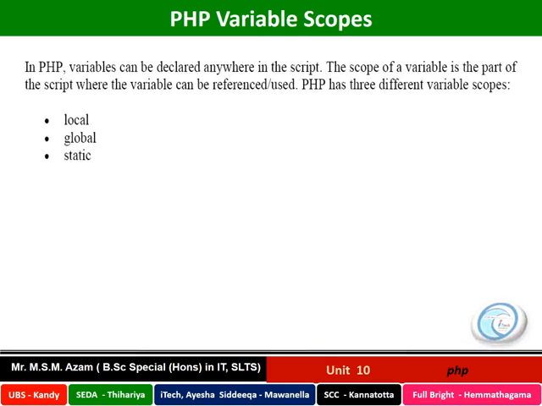PHP variable scopes. In PHP, variables can be declared anywhere in the script. The scope of a variable is the part of the script where the variable can be referenced or used. PHP has 3 different variable scopes. That means in PHP there are 3 places to declare a variable. They are the local variable, the global variable, and the static variable.